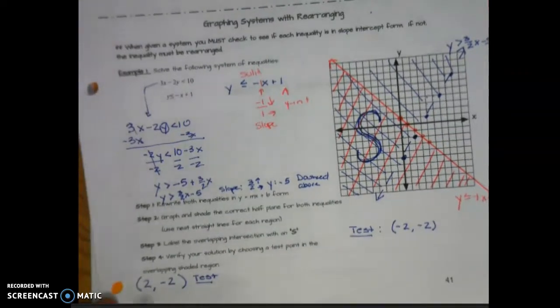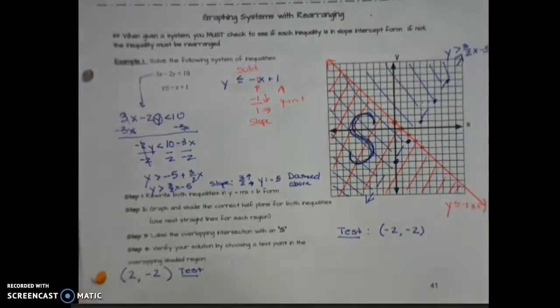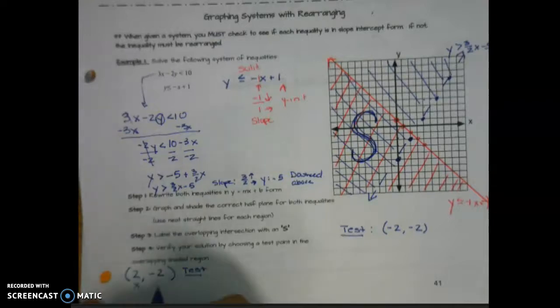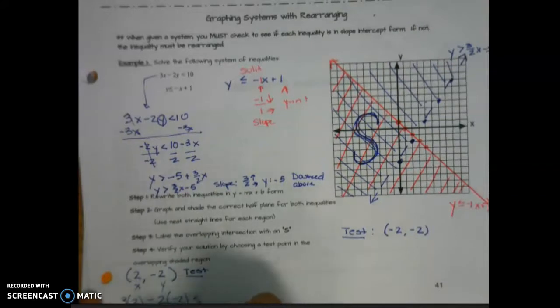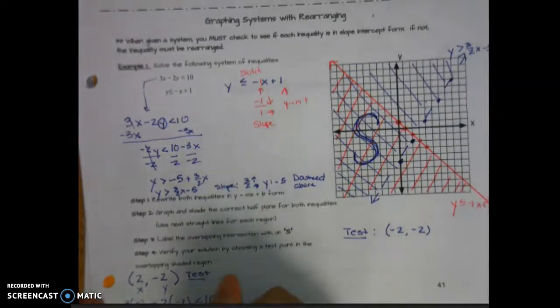I'm going to show it algebraically, because in your homework there is an example where you have to prove it algebraically. So I'm going to go to my original inequality, 3x minus 2y is less than 10. And I'm going to substitute 2 for x and -2 for y. So I have 3 times 2, minus 2 times -2, is less than 10. Okay, let's see. 3 times 2 is 6, minus 2 times -2, so that's going to be 4. 6 plus 4 is 10, is less than 10.